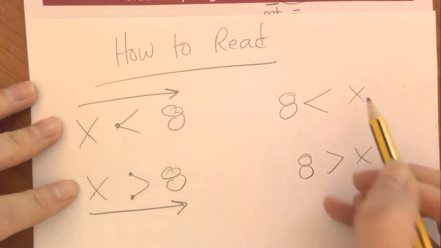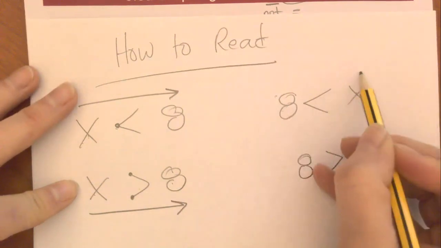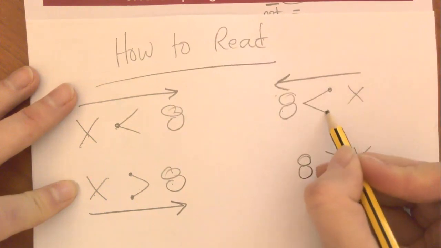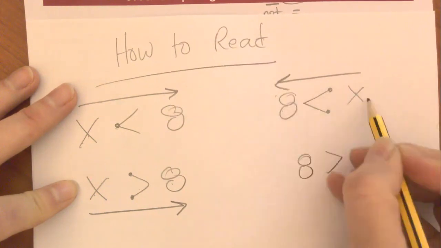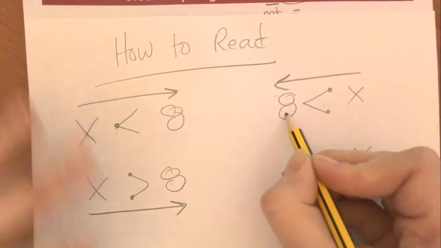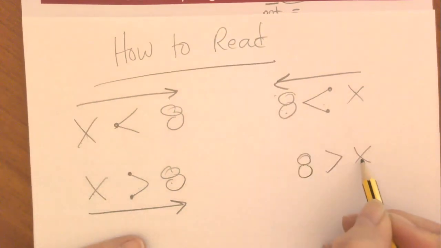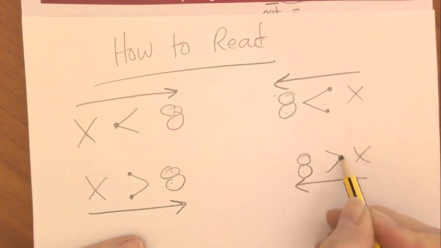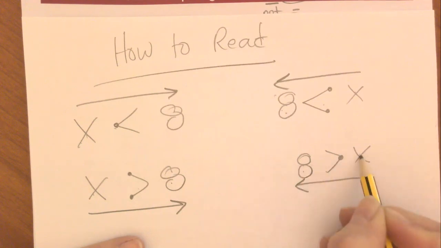So now I read from the letter to the number. And because I'm going this way, I'm touching the big side of this sign first. So it says x is bigger than 8. Here, I read from the letter, the variable, to the number. And I touch the small side first. And so I say x is smaller than 8.